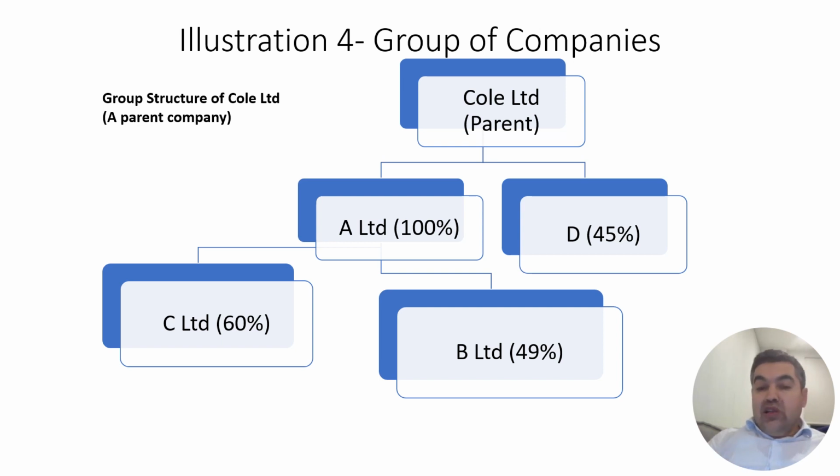There is an example: Coal Limited owns 100% of A, which in turn owns C Limited. So Coal effectively holds more than 51% of C, with A forming a group with C. However, B is only 49%, which is less than 50%. D is only 45%. So B and D are out of the group, or rather a part of the group, but they're not 51% related. So you need to be very careful.